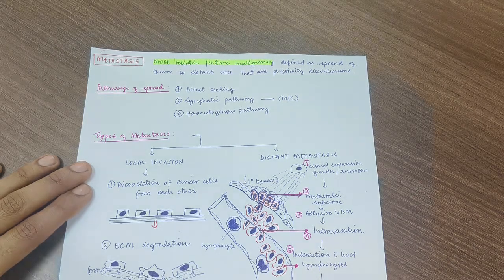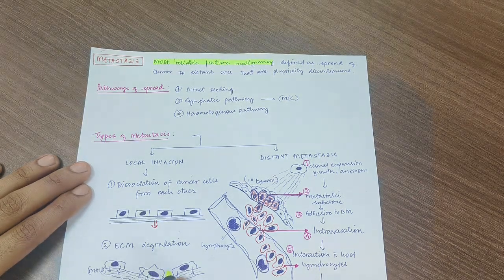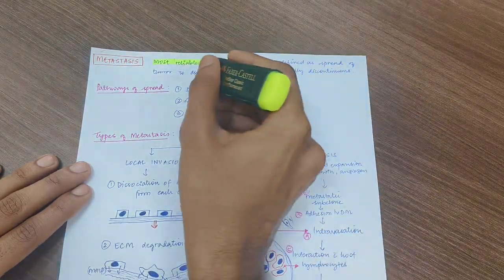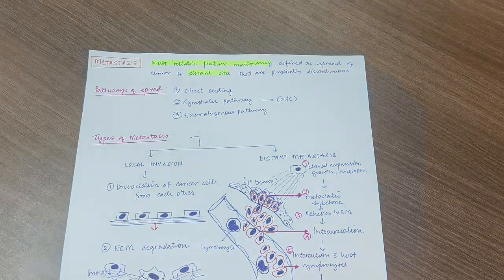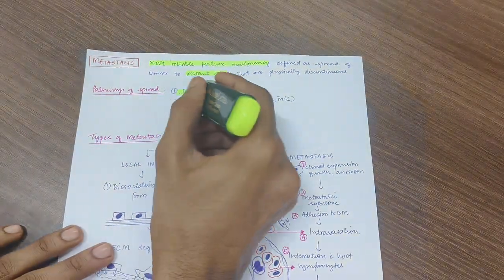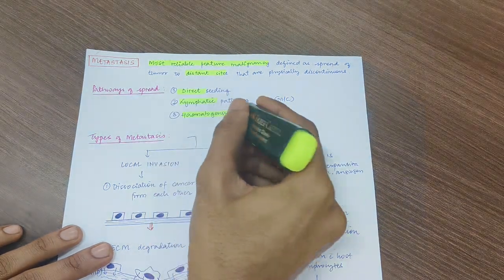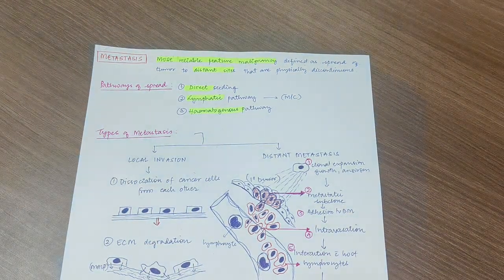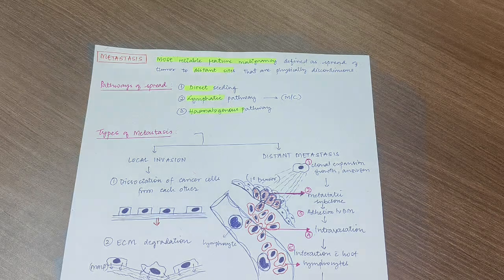Metastasis is defined as the spread of tumor to distant sites that are physically discontinuous. Distant sites should be mentioned; it is important. Next, pathways of spread: one is direct, next is lymphatic, and the other is hematogenous. I will not explain everything in detail; you are going to concentrate on them.